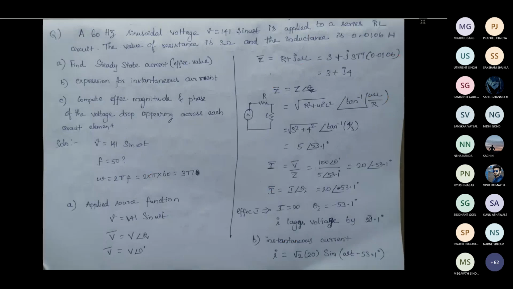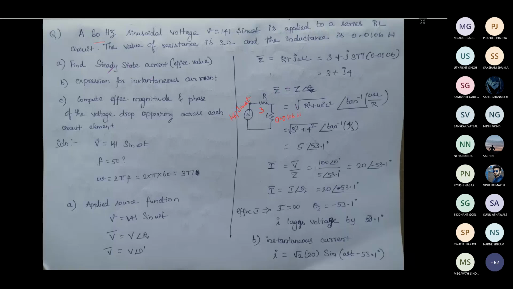So let me proceed. If we want to see a problem based on what we have seen for RL circuit in series. So if the frequency is 60 hertz and the voltage V is equal to 141 sin omega t is applied to a series RL circuit. So we are having a series RL circuit like this, and here this voltage is given by 141 sin omega t, and this R is 3 ohm, and this inductance is 0.0106 Henry.